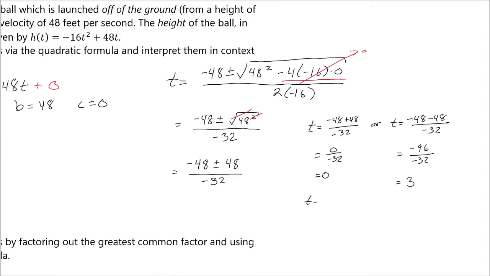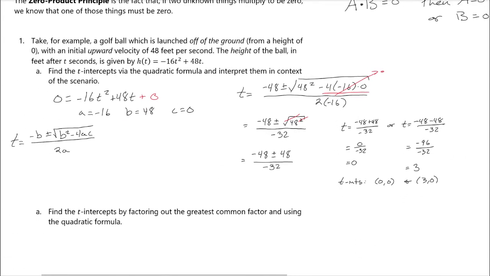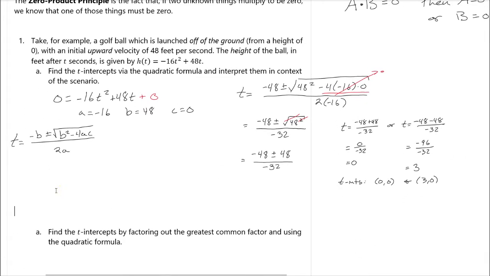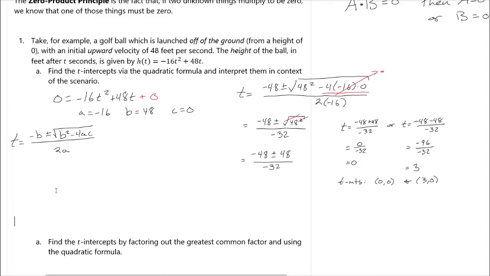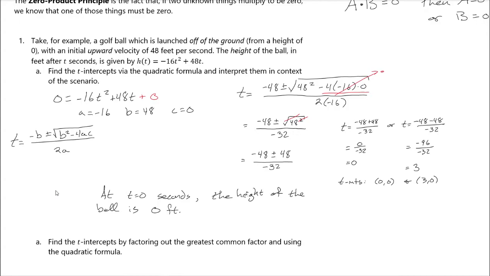So we have the t-intercepts are (0, 0) and (3, 0). We want to interpret these still, so let's take a second and do that. This is saying that at t equals 0 seconds, the height of the ball is 0 feet. That is, it's on the ground still, right? It hasn't left. That's the moment that we're hitting it, so it's still on the ground at that moment.